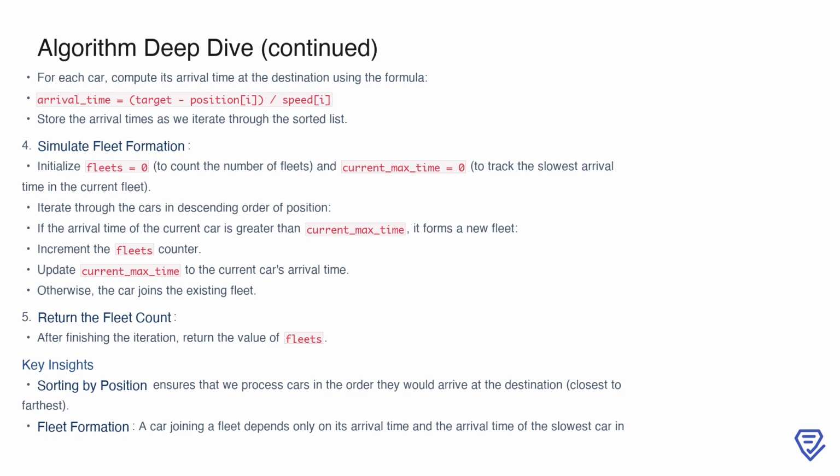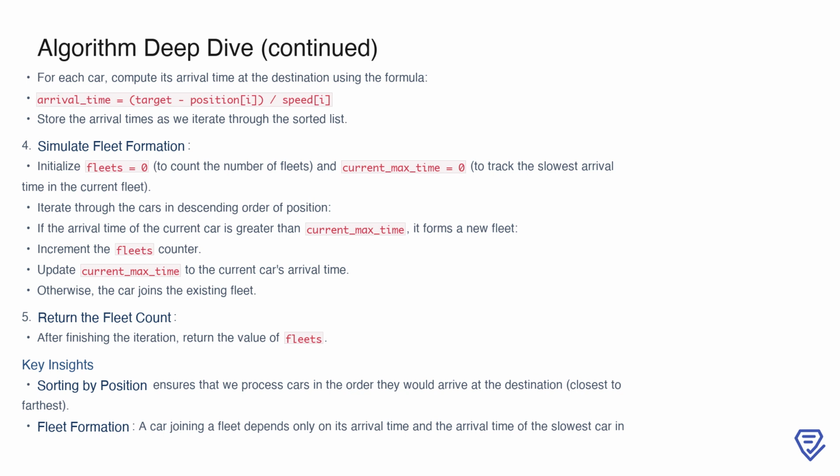Now, to simulate how fleets form, we initialize two variables: fleets to count the total number of fleets, and current_max_time to track the slowest arrival time in the current fleet. For each car in the sorted list, if its arrival time is greater than the current_max_time, it indicates that the car cannot catch up to any existing fleet and forms a new fleet. In this case, we increment the fleet counter and update current_max_time to the arrival time of this car.